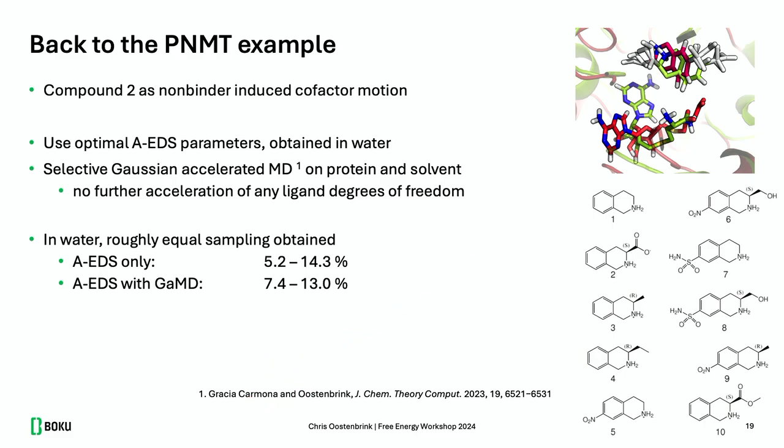So we use this idea: we optimize our parameters in water, and then we put them in the protein. And we do 2 kinds of simulations. We use just the optimal AEDS parameters in water with a normal simulation, or we add a Gaussian accelerated MD on all the other degrees of freedom. So not the EDS particles, but the protein is under a small acceleration as well. And then in water, if we do that, so the water could also be accelerated, then we indeed can get a decent equal sampling range for these 10 compounds. You would expect 10%, but by doing a quick search, we can get something like 7 to 13% of them.